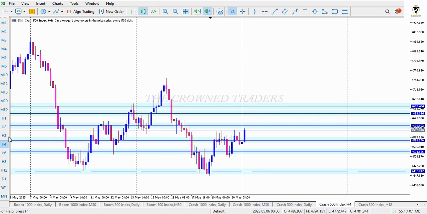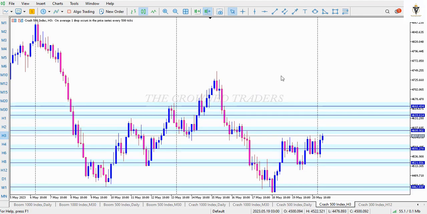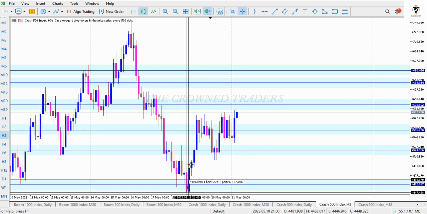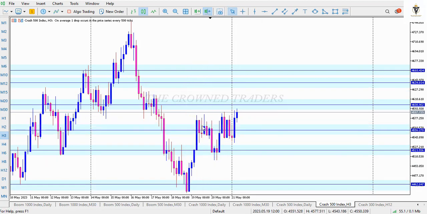Now when you go to H3, you'll see that it's much clearer on H3. So I advise you go to where there is data. There are people that trade strictly demand and supply movement only. That's what they trade. They don't trade anything else. You can see your structure on H3.